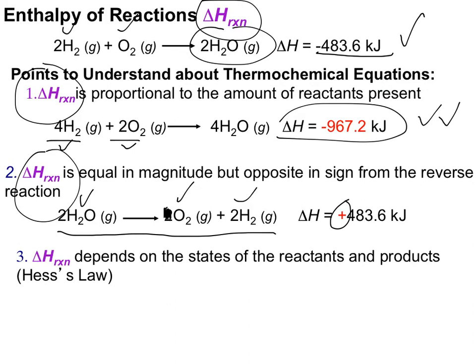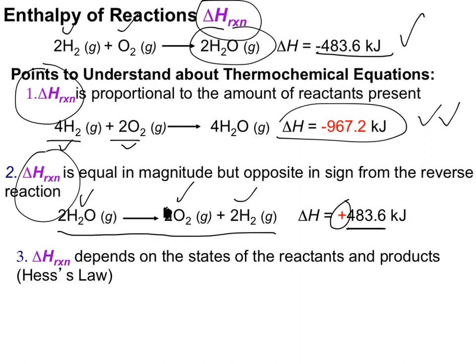Something else I want you to notice, though, is that the magnitude of the reaction is still the same. So the amount of enthalpy that is released or absorbed should be equal regardless of the directionality of the reaction. Whether you're going from reactants to products or the reverse reaction, you'll still have the same overall magnitude or value. It's just that your sign will be different.